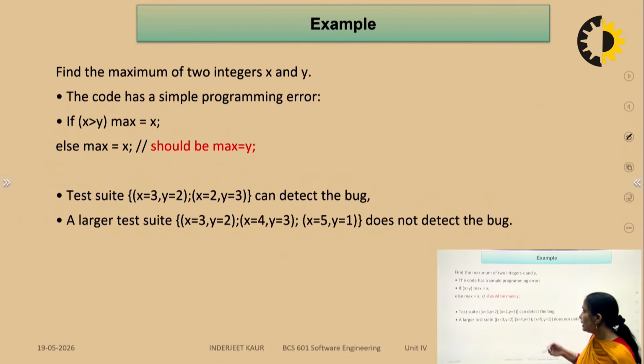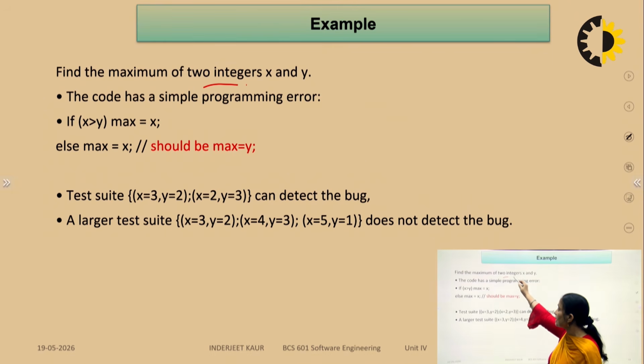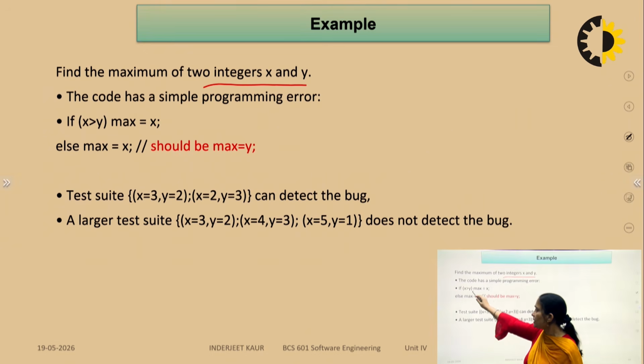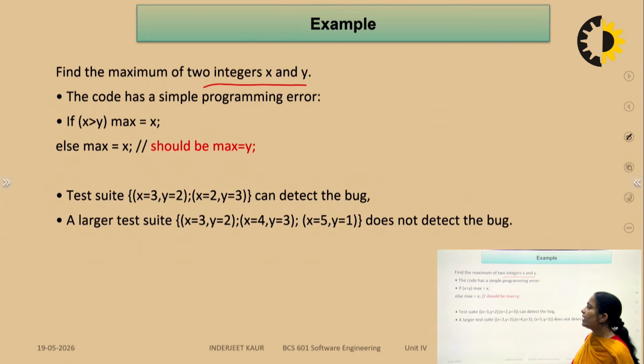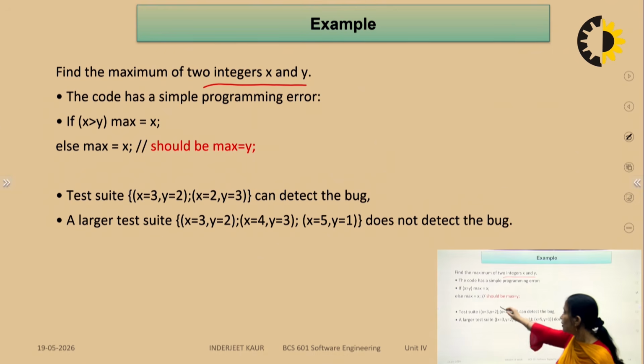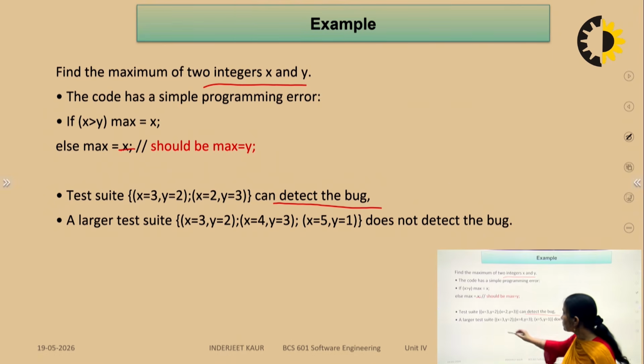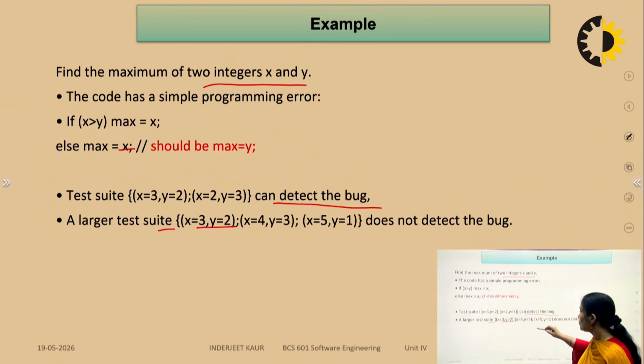Take one example. Suppose I want to find the maximum of two integers x and y, and I have written a sample program. If x is greater than y, then max is x, else max is equal to x. Here there is an error, max should be y. So my test suite: if x is equal to 3 and y is equal to 2, or the reverse, then it should be able to find the bug. A larger test suite, where I have written x equal to 32, y equal to 43, x equal to 5, y equal to 1, should not detect the bug.